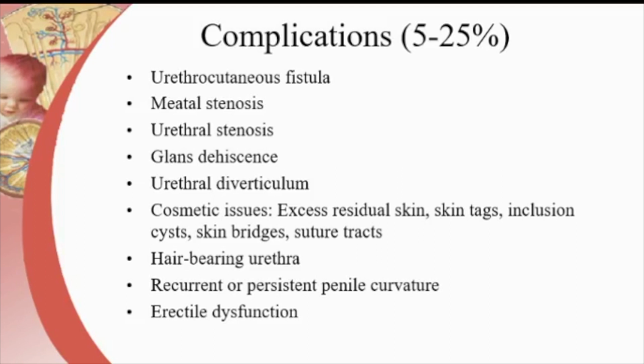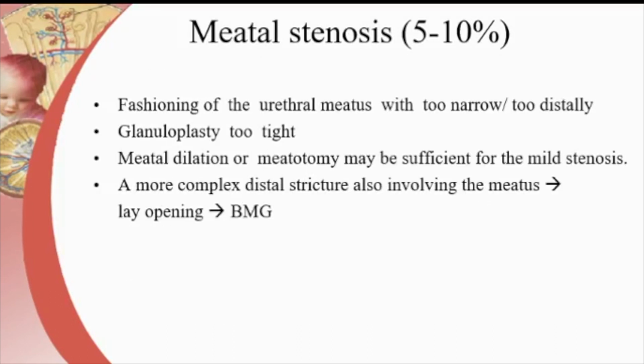The reason I'm stressing this is that these things are not considered complications by the surgeon, whereas when the patients are asked, they have a lot of problems with self-image due to a little skin tag, excess skin or a suture tract. They give a lot of value to all these things. Then hair-bearing urethra can be an issue if you are using the more proximal urethral skin. Then recurrent curvature or a buried penis appearing later on, like a trapped penis. All those things can be complications.